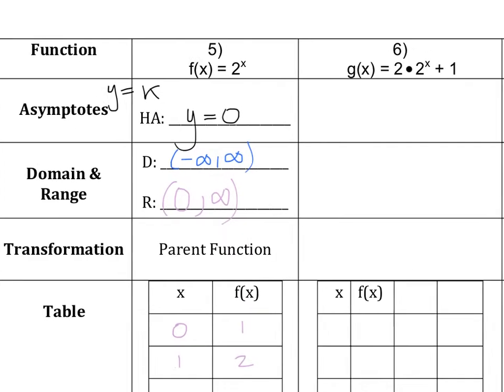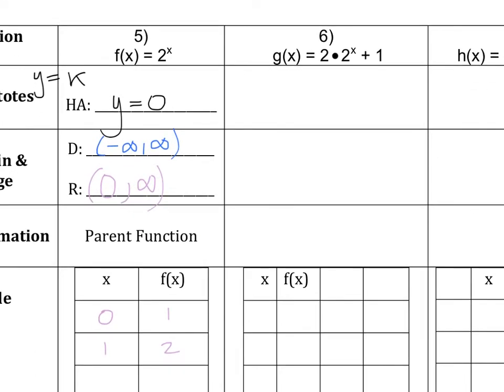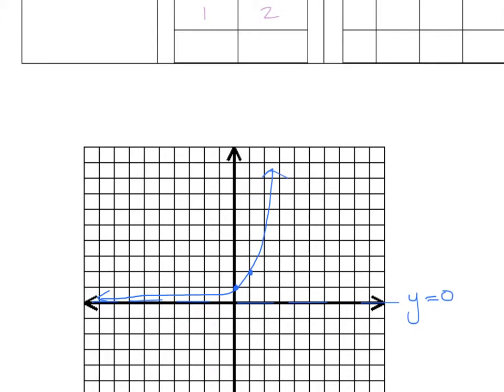Now let's move on to number 6. In this case, I do have a k. The k is 1. So my horizontal asymptote is y equals 1. So let me represent that with a horizontal dashed line.